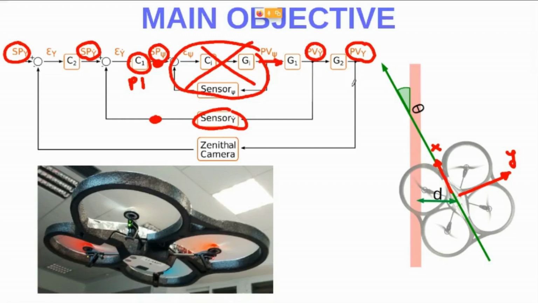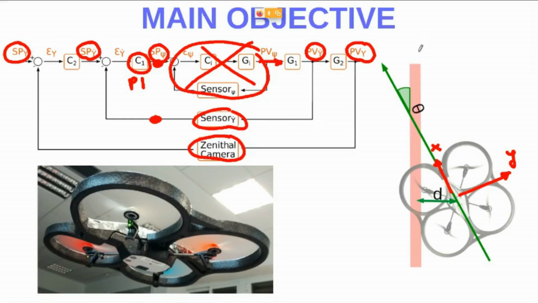But the problem now is that we cannot trust the sensor measure of the position of the drone, because it's a consequence of an integral operation. So integral operations can have a drift, okay? Can have a deviation from the real value. So that's why we're going to use the zenithal camera, the bottom camera of the aircraft.